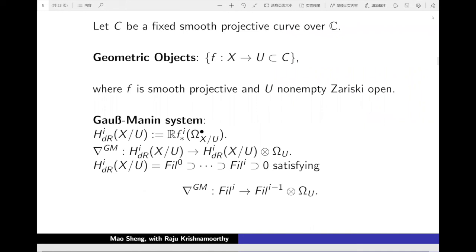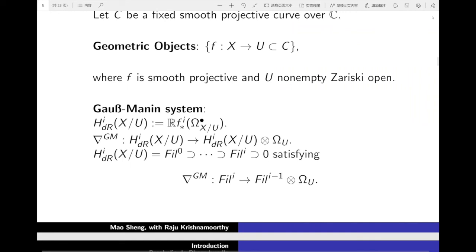And now for each such F, you can attach this Gauss-Manin system. So this H^1 de Rham of X over U is a Gauss-Manin bundle. It's a bundle over U, and over it you have this Gauss-Manin connection, and you have the Hodge filtration. These satisfy some compatibility, the so-called Griffiths transversality.